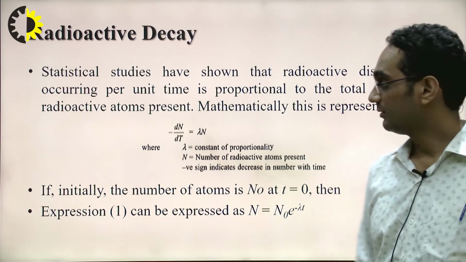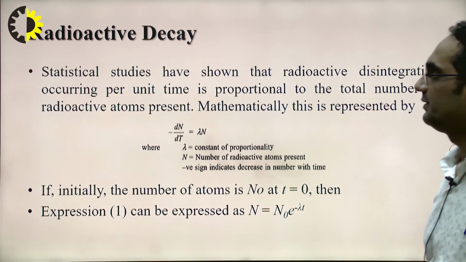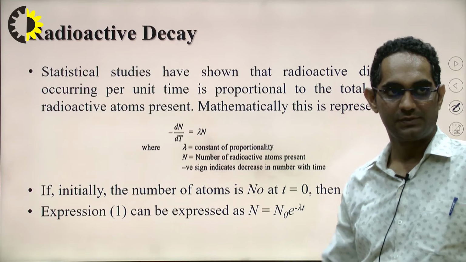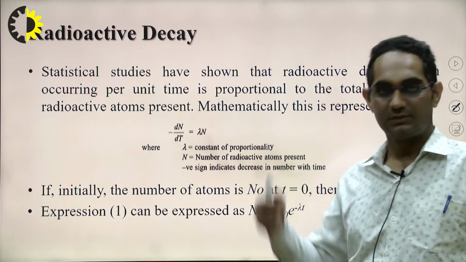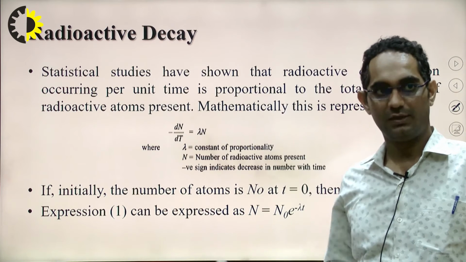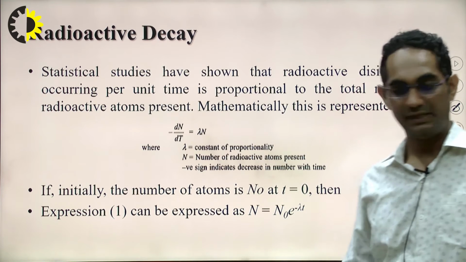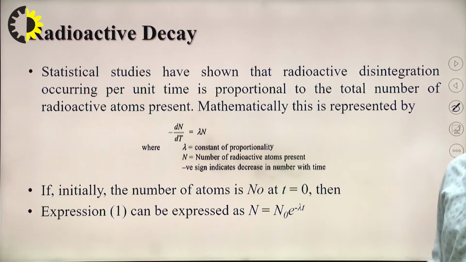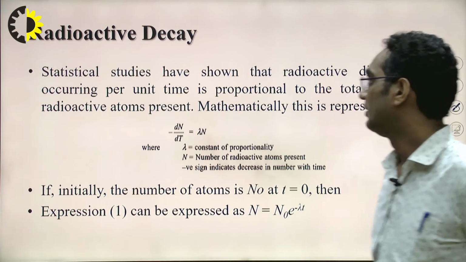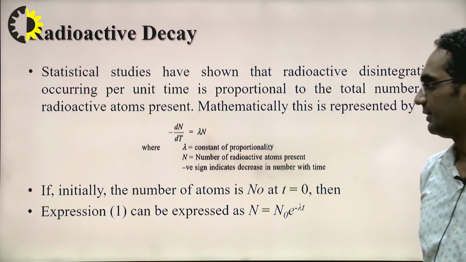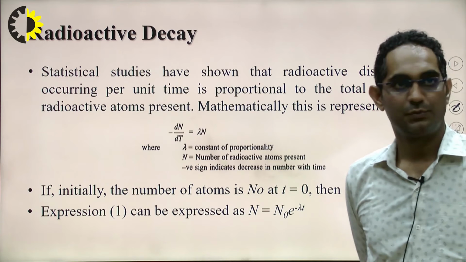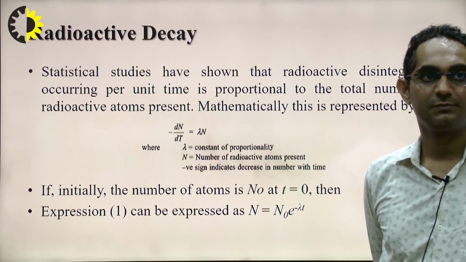Now we were discussing radioactive decay. What is radioactive decay? After some time, radioactive materials go on decaying. They decay over a period of time, after certain years, and that is called radioactive decay. Statistical studies have shown that the radioactive disintegration occurring per unit time is proportional to the total number of radioactive atoms present.